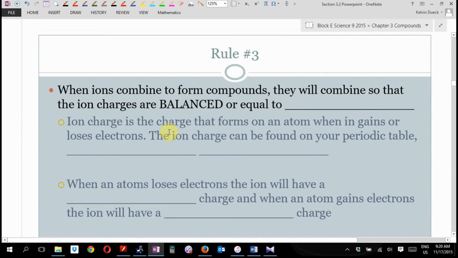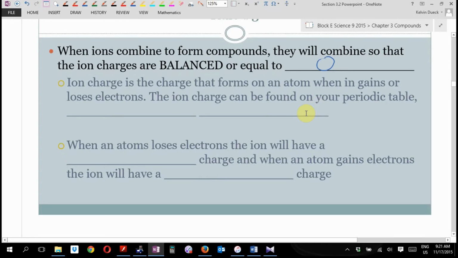So, rule number 3. When ions combine to form compounds, they will combine so that the ion charges are all balanced or equal to 0. In other words, if I have 3 positives, how many negatives do I have to have? 3. Okay? If I have 5 positives, I have to have 5 negatives. Is there anything with 5 positives? As you get further down, there's all sorts of weird stuff going on there.